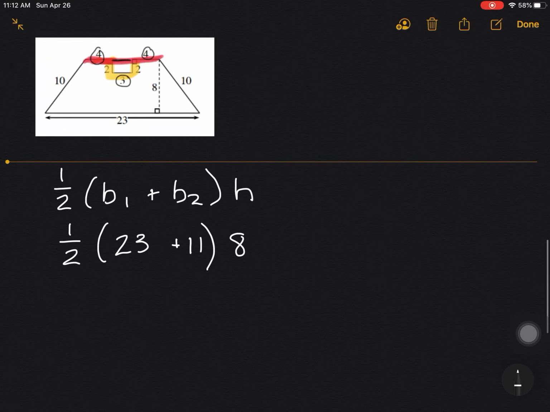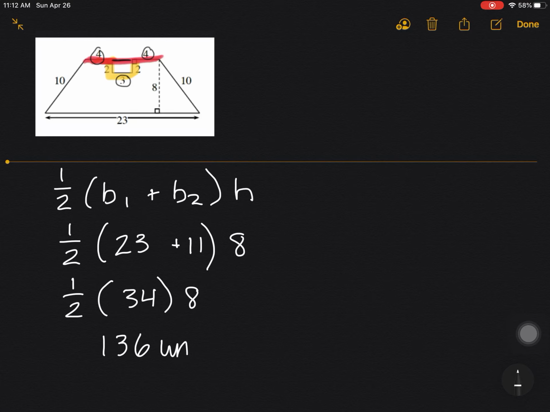So again, we can go ahead and just plug this right into our calculator. So remember that we're going to start with our parentheses first. So we've got 1/2 times 23 plus 11 is going to give us 34 times 8. Remember, when we get to this part of a problem where we just have multiplication, we're going to go right across from left to right. So we're going to do 1/2 times 34 times 8, which is going to give us 136. Now, there's no units on this particular shape, which means that we should just write units squared. So we have now found the area of that entire trapezoid.